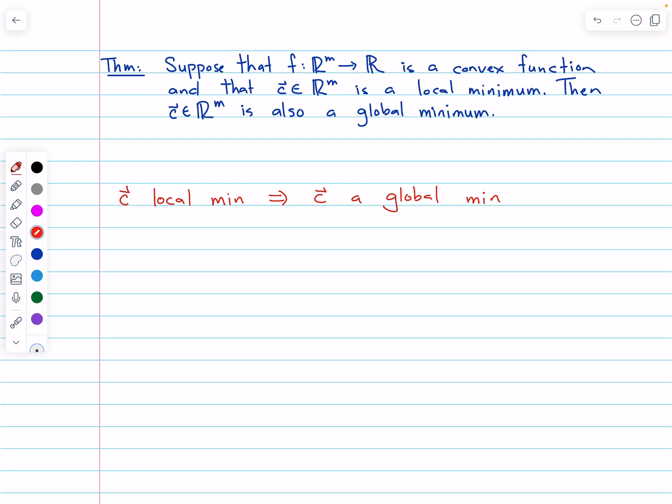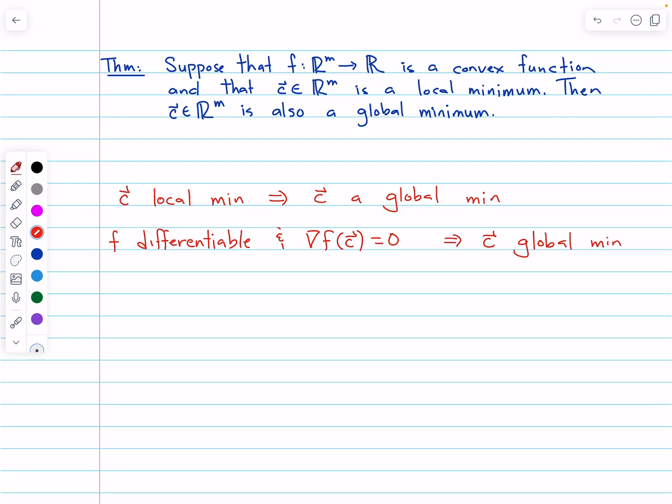Now this has a few other implications. For example, when f is differentiable, in other words, when you can compute the derivatives, let me write it like this: if f is differentiable and nabla f of c equals 0, then this implies that c is a global min.